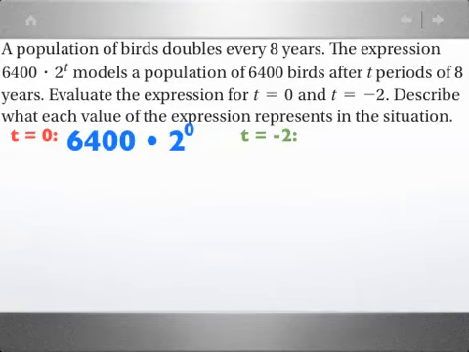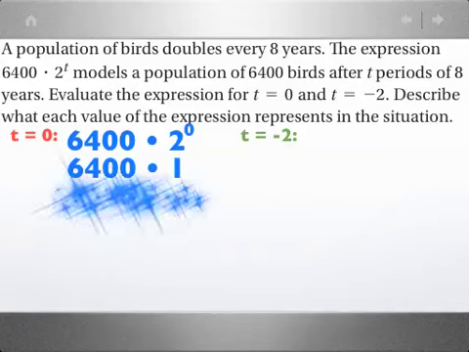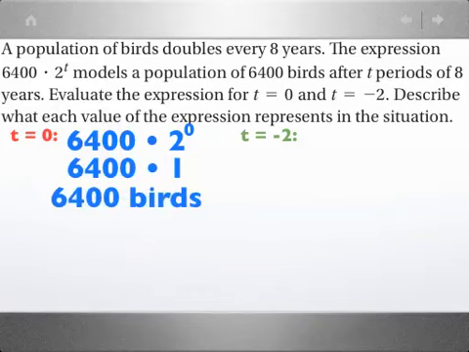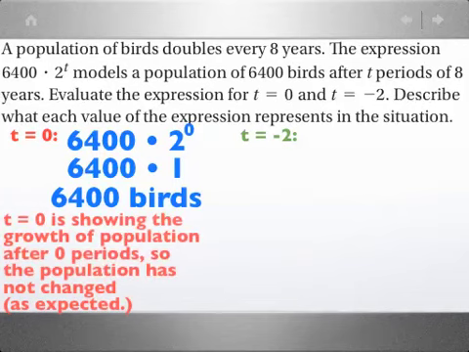power. I can use my exponent rule that I just learned, which is anything to the 0 power is 1. So 2 to the 0 power is 1, which means I have 6,400 times 1, which gives me 6,400 birds. When t equals 0, the bird population did not change, which hopefully is what you had thought of. T equals 0 is showing the growth of a population after 0 periods. So the population has not changed, which should have been what we expected to happen.